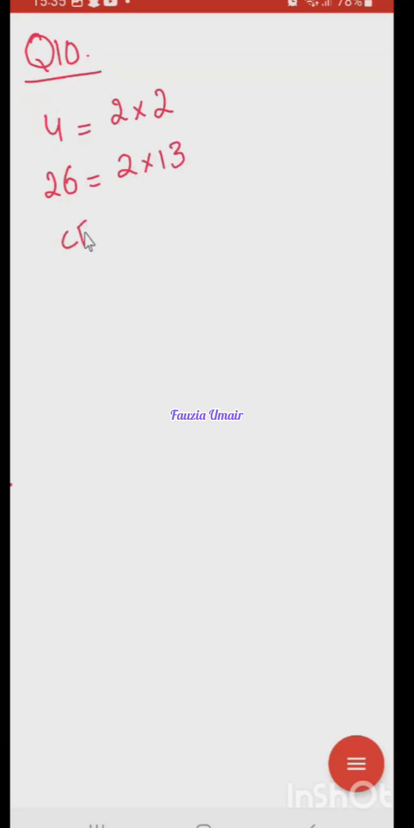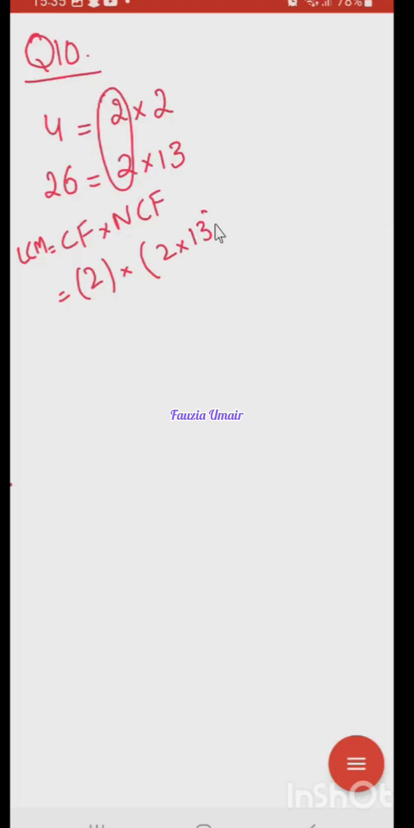Common factor into non-common factor, ठीक है। So what is the common factor? इसमें common factor क्या है इन दोनों में? 2 is the common factor, right? What are the non-common factors? Ma'am, the 13 and 2. 13 and 2, ये तो common factor, this is non-common factor, 13 and 2. So LCM is, this is 26, 26 को double करें तो this is 52.